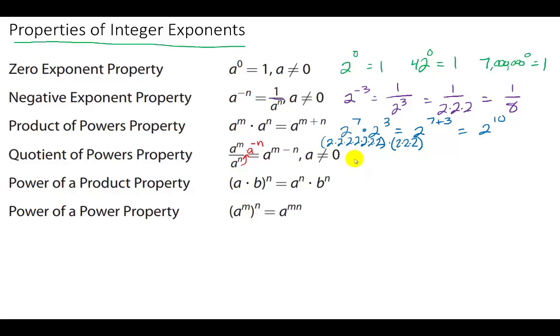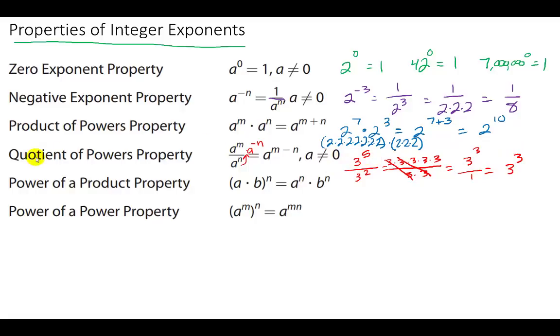So if we have 3 to the 5th over 3 squared, well, I have 5 3's on top, remember, 1, 2, 3, 4, and 5, over 2 3's on the bottom, 1 and 2. Cancel out what you have on the same top and bottom. I'm left with 3 3's on top and just a 1 on bottom, so that's 3 cubed.